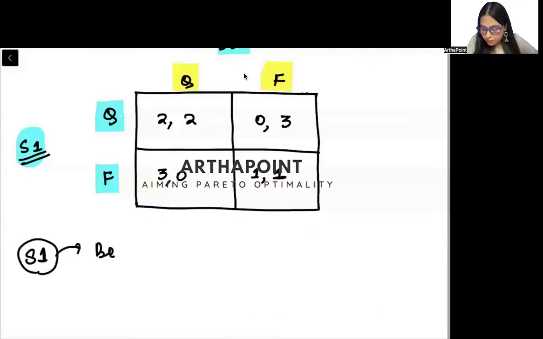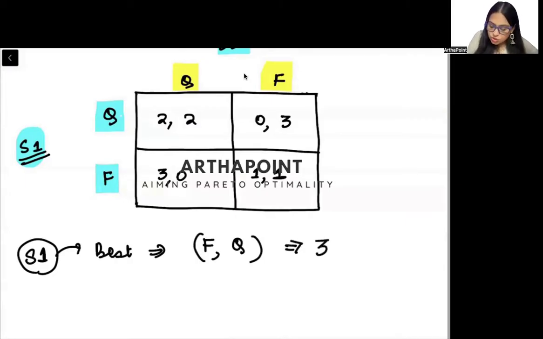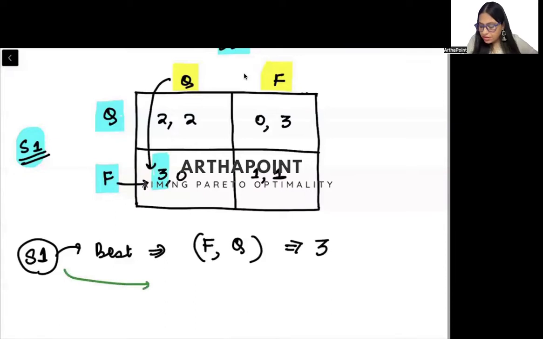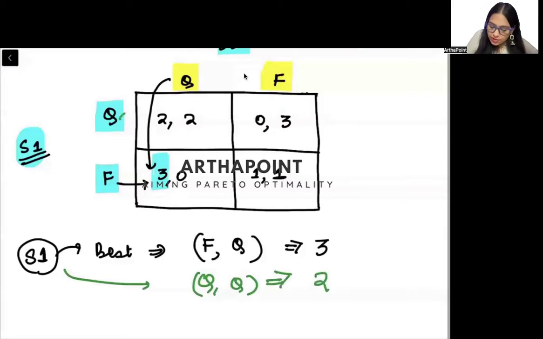What is the best thing for suspect 1? When he commits, another person remains quiet. And what was his payoff then? 3. So he commits, the other person remains quiet, and his payoff is written as 3. Understood? Next, when both of them are quiet, how much proof will the government get for the minor crime? So 2. Both are quiet, so 2.